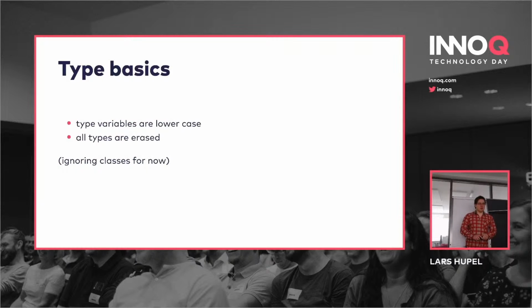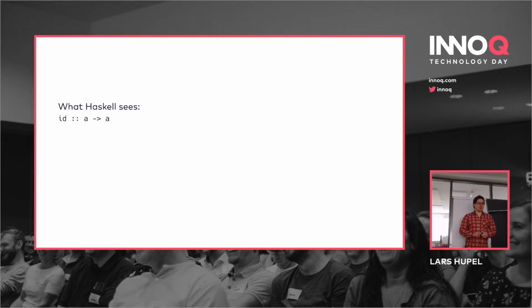So, basically, in Haskell, there are two things that you need to know: type variables in Haskell are written in lowercase, and the second thing is all types are erased. So you have a perfect type erasure where at runtime there is no trace left of the types that you wrote in your source program. And we will ignore type classes for now. They can be integrated into this entire framework, but they complicate things slightly, so we're just going to set them aside. And let's take a look at something that you could write in Haskell.